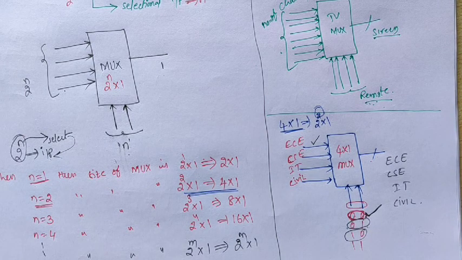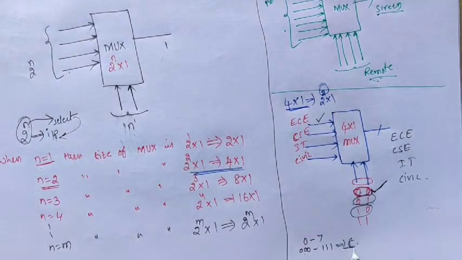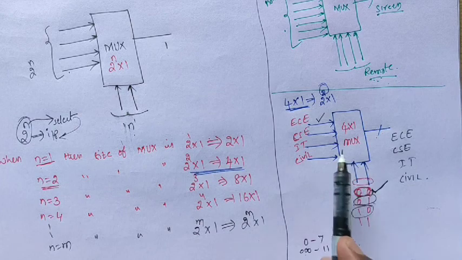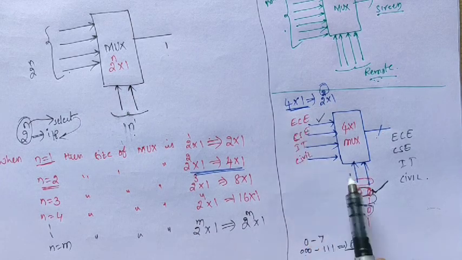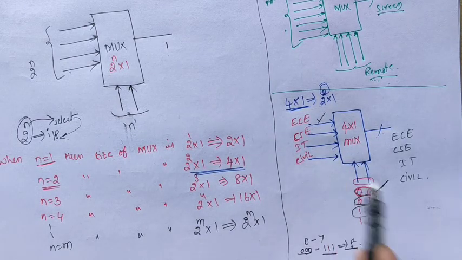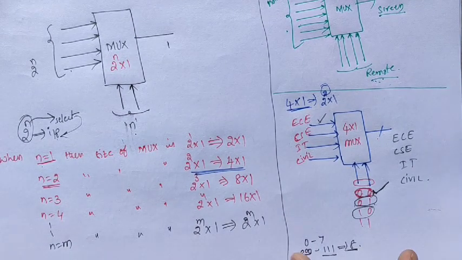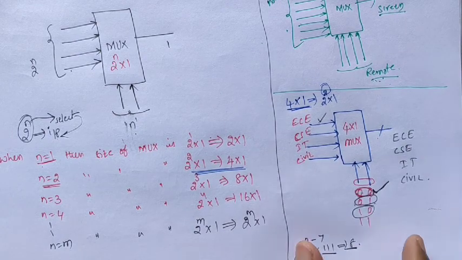When there are 3 selection lines, what are the possible combinations? 0 to 7, that means 0 0 0 to 1 1 1, so 8 possible combinations. Then we get 8 inputs, 0 to 7. When we give 0 0 0, the first line is active. When it is 1 1 1, the last line is active at the output level. So this is the internal operation of the multiplexer.